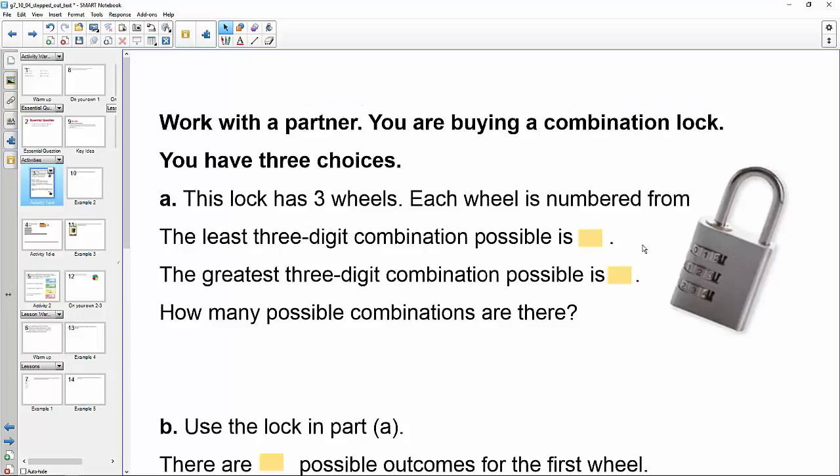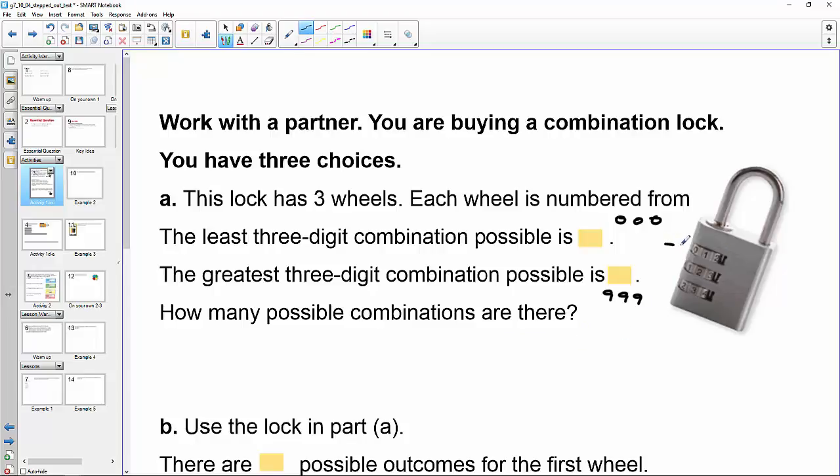Imagine that you have this three-digit lock, okay? It's like we do in our breakout sessions. And each one is labeled 0 through 9, right? So the smallest lock I could have, or the smallest three-digit combination, would be 0, 0, 0, right? That'd be the smallest. The greatest would be 9, 9, 9. But how many different combinations are there?